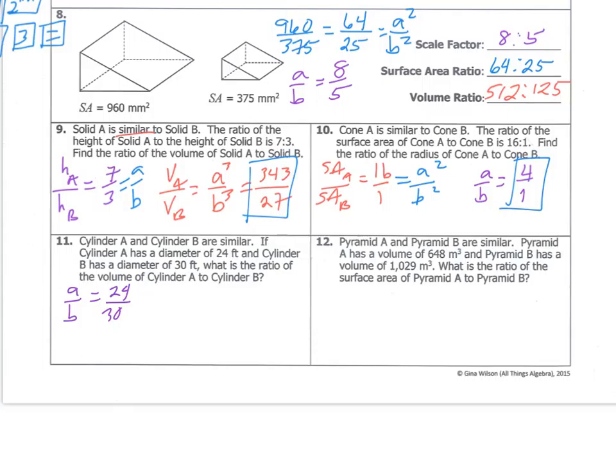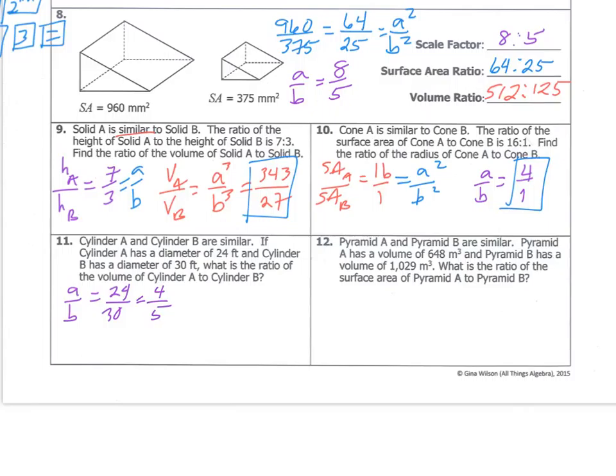What is the ratio of the volume of A to B? Is that a reduced fraction? Well, is that fully reduced? No. 24 to 30? Nope. Things divide into those. So find the reduced fraction of 24 to 30. What do you get? So 6 goes into 24 4 times, 6 goes into 30 5 times. So A to B is 4 to 5.